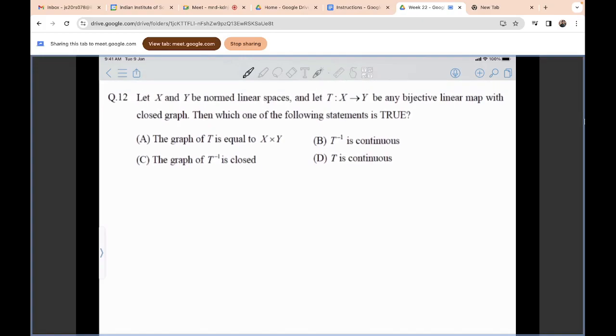So the first option is saying that the graph of T is equal to X cross Y. So let's check whether this is true or not. So option 1. First we are given X and Y, normed linear spaces, and T is a map from X to Y, which is bijective and linear with closed graph.